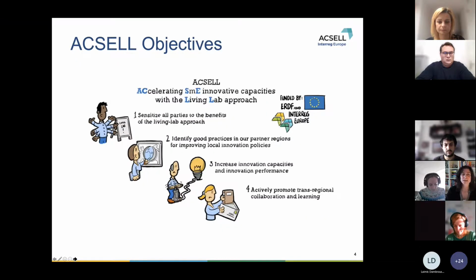So what is Excel? Excel stands for Accelerating SME Innovative Capacities with the Living Lab approach. And we want to sensitize all parties to the benefits of the Living Lab approach by identifying good practices in our partner regions for improving local innovation and development policies, thereby increasing innovation capacities and innovation performance, and overall, actively promoting this trans-regional collaboration and learning which is in itself also innovation capacity in the end.